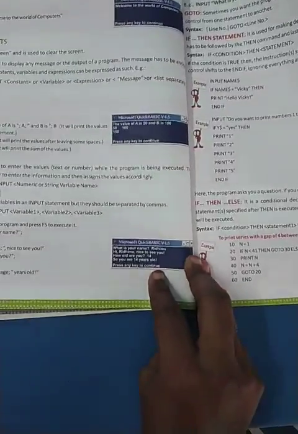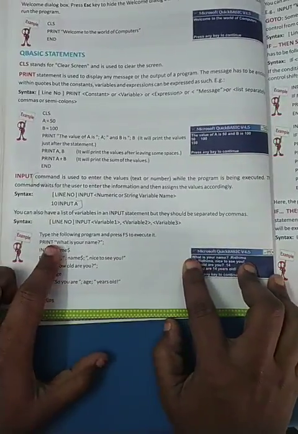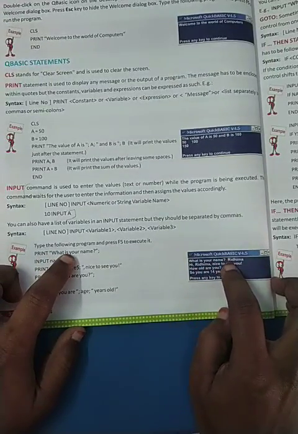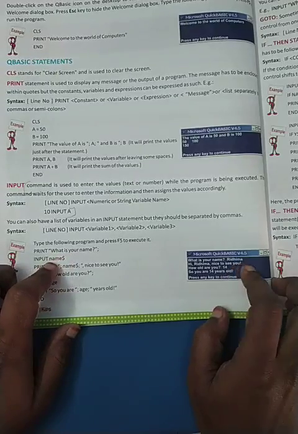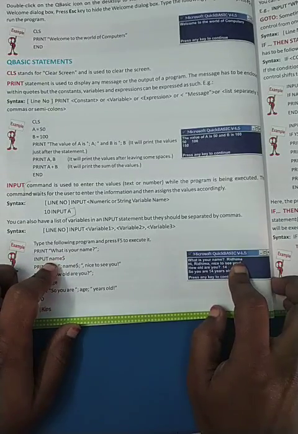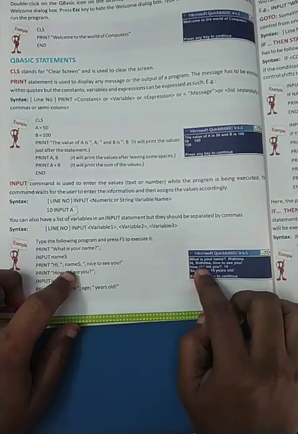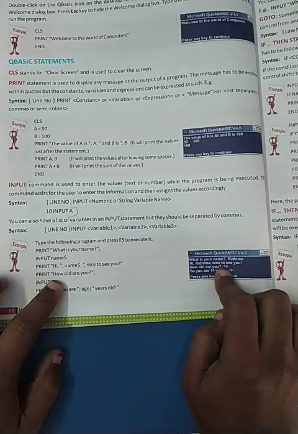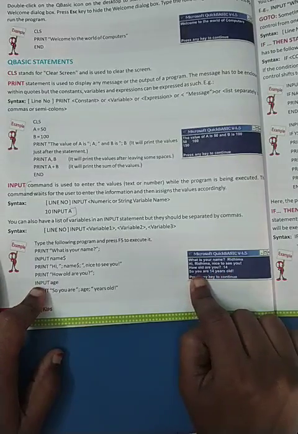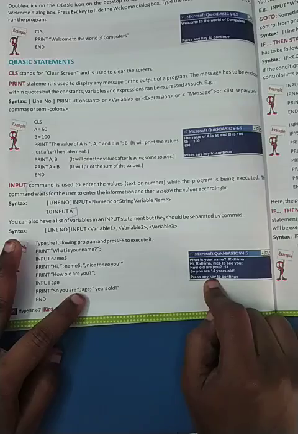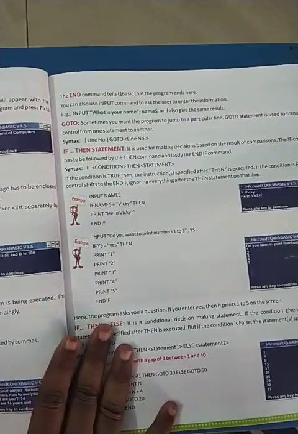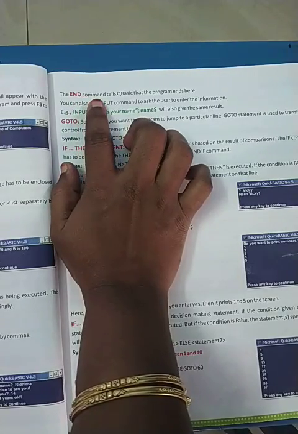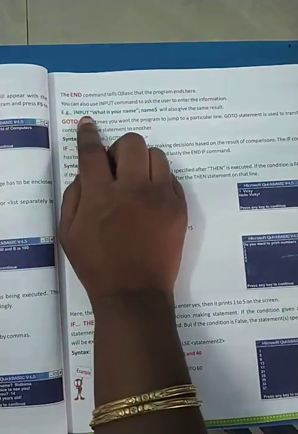Look at here. The output for these print statements will be: the first print will say "What is your name", and the user should type Ridhima, or it can be Reshma, Ravi, anybody. Then it will print "Hi Ridhima, nice to see you". Then the next question is "How old are you?" You can say 14. So "You are 14 years old" is printed. Now these are the two input statements we saw. Coming to the END command, it tells that the program is ending there.